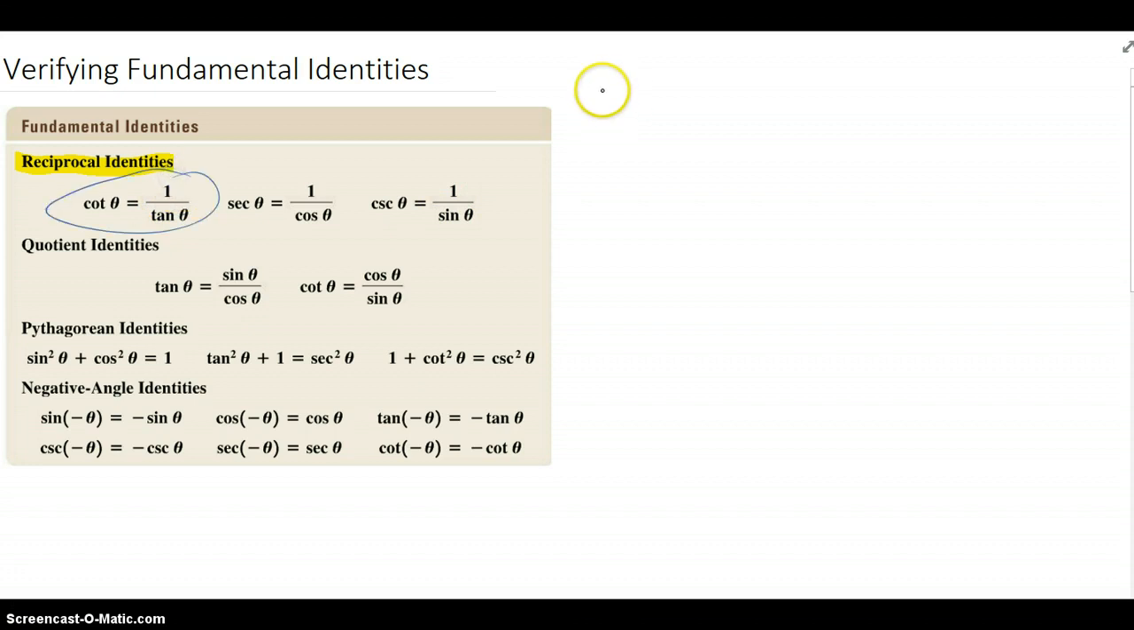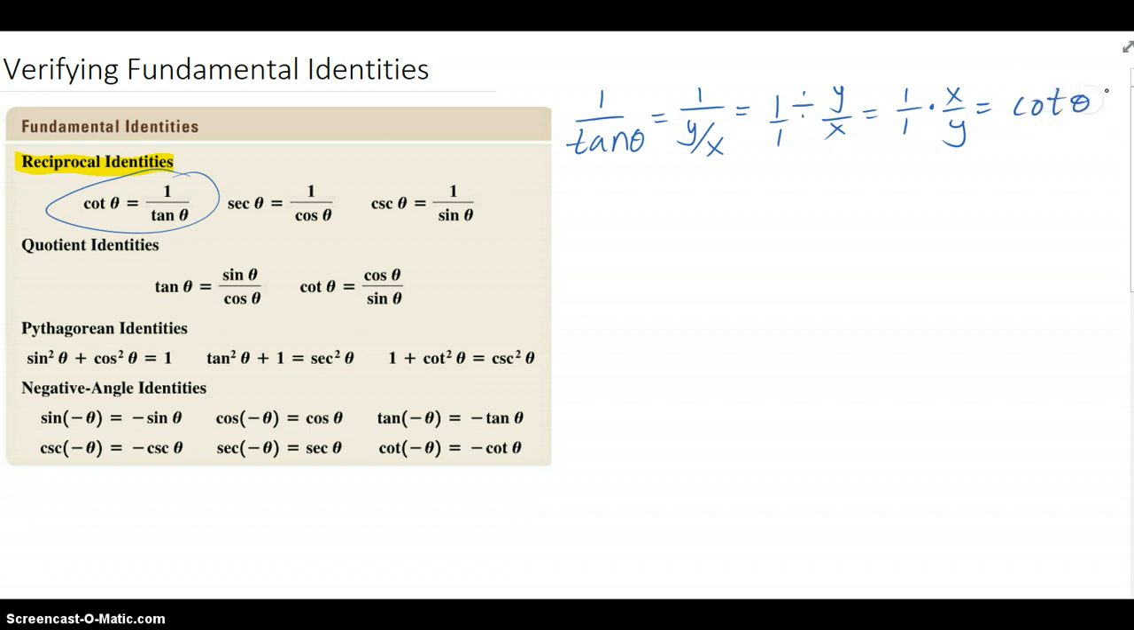And I'm going to start with the right side, 1 over tangent of theta. We're going to use the definition in the very first chapter of tangent. We know that that is y over x. That's how you prove the fundamental identities, is you use the definition of the trigonometric functions. This is the same as saying 1 divided by y over x, and when we multiply fractions, we flip the second one, so that's 1 over 1 times x over y, which is equal to x over y, which is cotangent of theta.